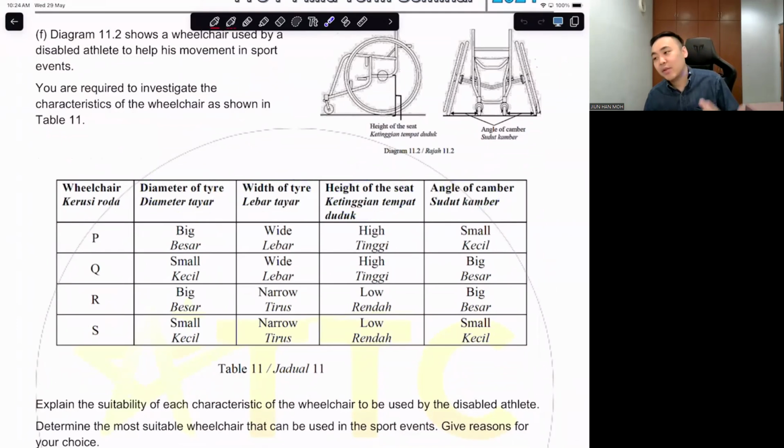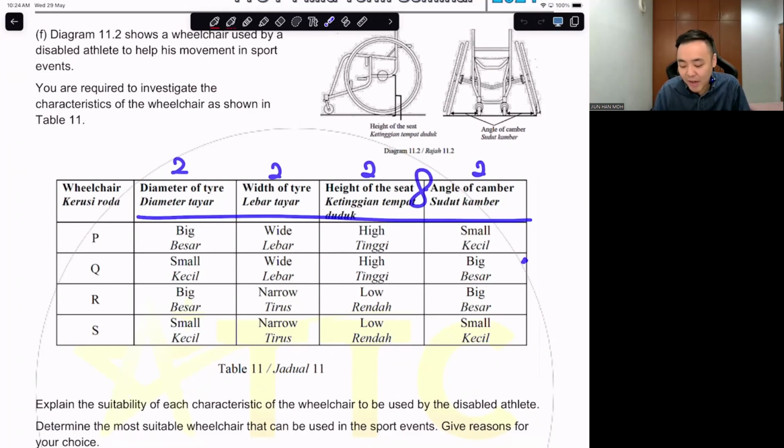Now, think about this. 4 columns. Every column you have to answer, right? So how many marks do you think you get for every time you answer one column here? Let's say the diameter of tire, you choose 1. Now, choosing correctly gives you 1 mark, and definitely you have to explain yourself, right? So that's why here got 2, here got 2, here got 2, here got 2. How many marks? 8, right? So this is why 8 marks, and then finally you give your conclusion, which one is the best you choose from. Getting what I mean, right?